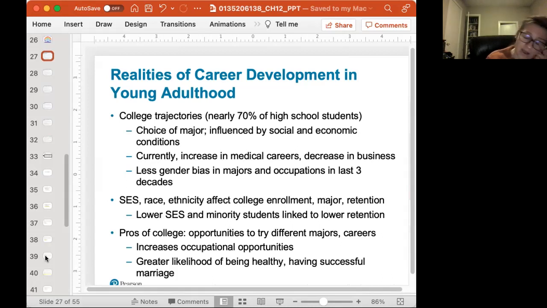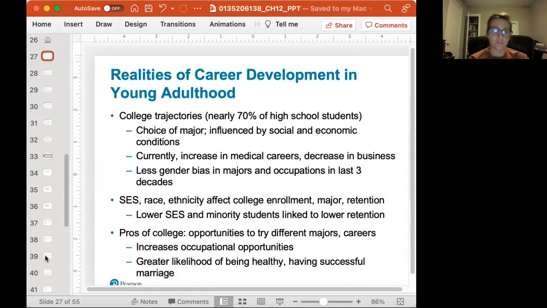Maybe these kids are more so wanting to be YouTubers and things like that, because that's kind of where that generation's at. There's a lot of people that do influencing and get paid for promos and whatever. And so may or may not want to go to college based on these things. So currently there's an increase in medical careers, according to the book, and a decrease in business careers. There's less gender bias in majors and occupations in the last 3 decades. So there's less gender roles seeming to be needed to be fulfilled in the minds of people, like women doing medical, clerical things, and men doing business, law school, doctor things.